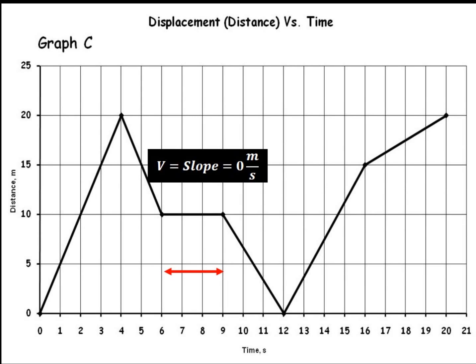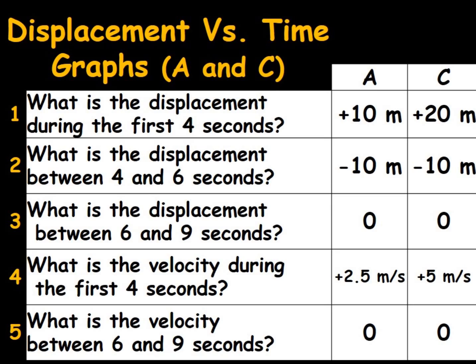Same thing true for graph C. They're not moving, so their velocity is 0. Simple enough. Now, next, we're going to look at the answer, and then we're going to actually see that this particular sheet is done. So it says, what is the velocity between 6 and 9 seconds? The answer is 0, 0 for both graph A and C, relative to the velocity between 6 and 9 seconds.